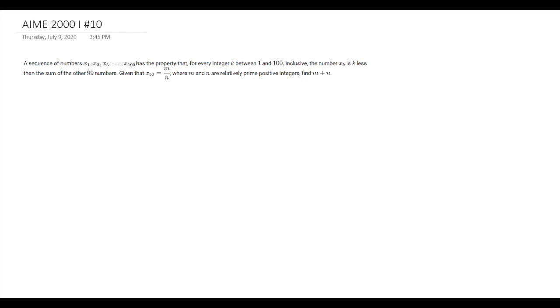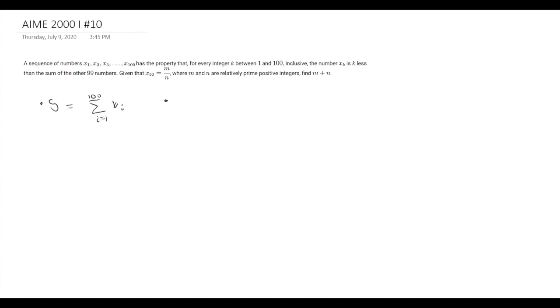Okay, so right away, something that I take note of is that since each of the terms in this sum is expressed in terms of the other terms in the sum, it looks like it's going to be easier for us to deal with some substitution that stands for the sum we're working with. So let's go ahead and let S equal the sum from 1 to 100 of x sub i. Now we're given that each x sub k is k less than the sum of the other 99 numbers.